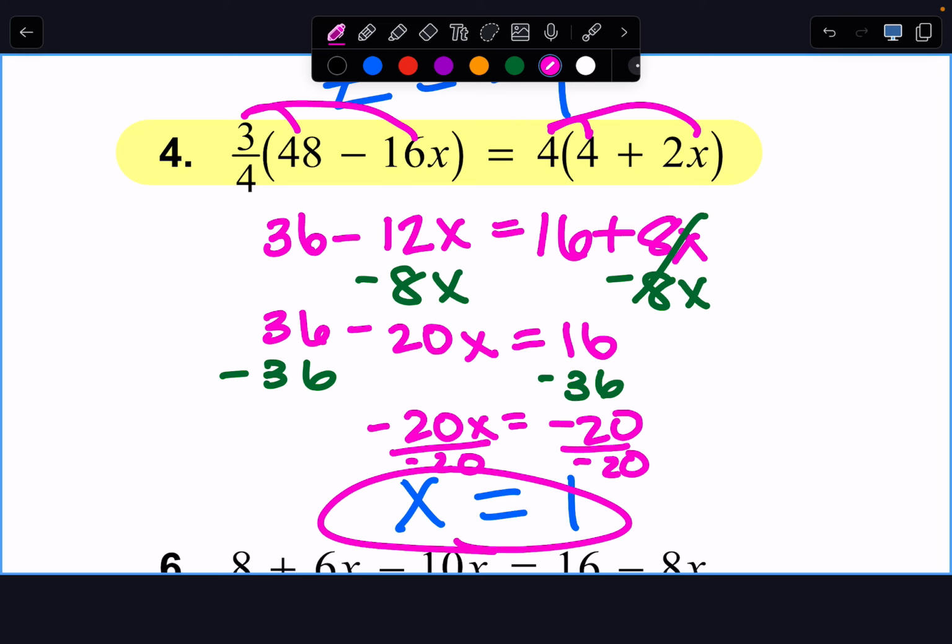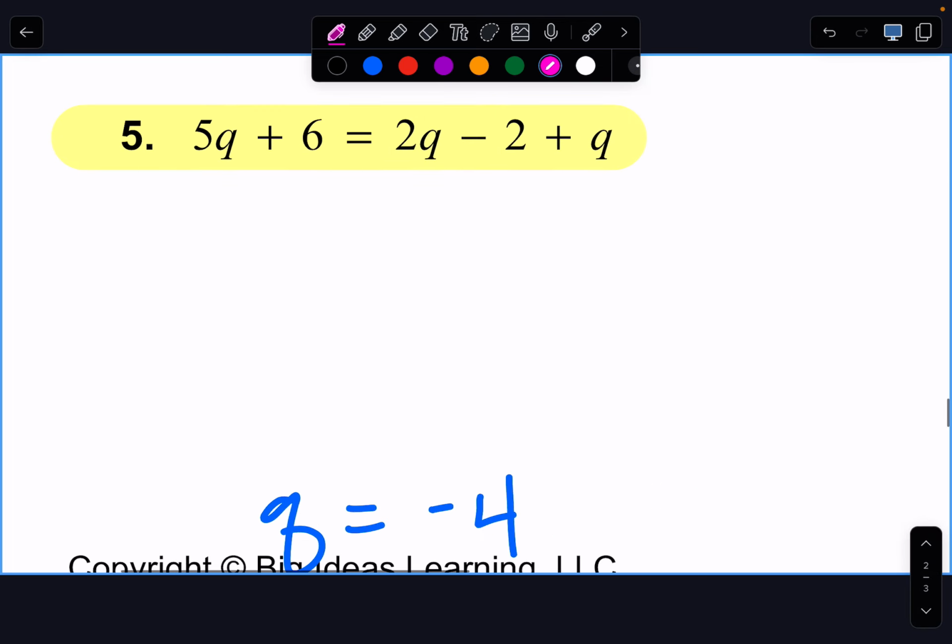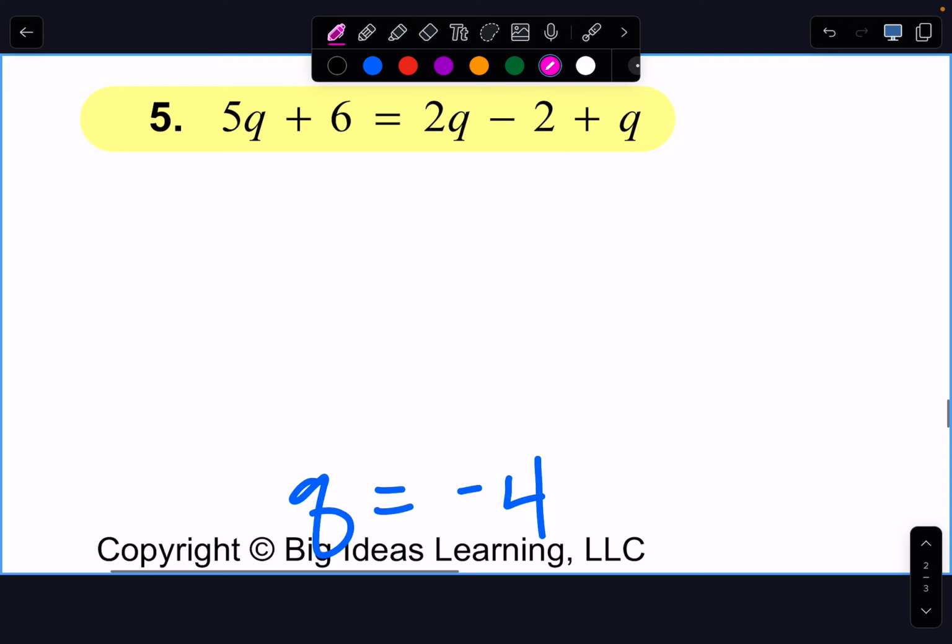Well, since you have a calculator, it probably is not that big of a difference. The time you cannot do a decimal, though, is if it's like 1/3. You cannot just put 0.3 because that's not the same. Okay? All right. Now, in number 5, I don't see any parentheses, which means we don't need to distribute.